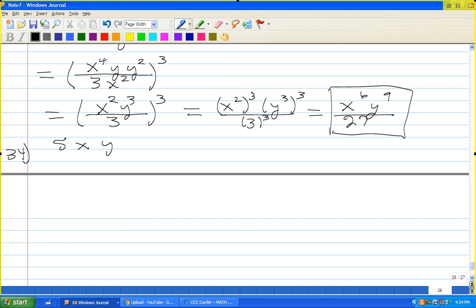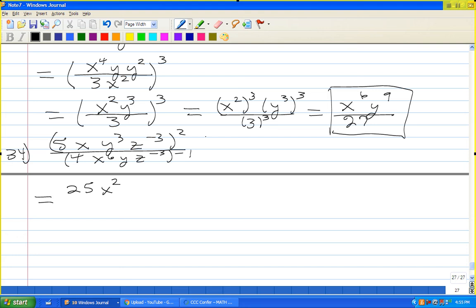Five x y cubed z to the negative 3, squared, over 4x to the 6 y z to the negative 3, to the negative 1. Okay, so let's square everything inside the parentheses. 5 squared is 25. x squared is x squared. y cubed squared is y to the 6. z to the negative 3 squared: well, negative 3 times 2 is negative 6.